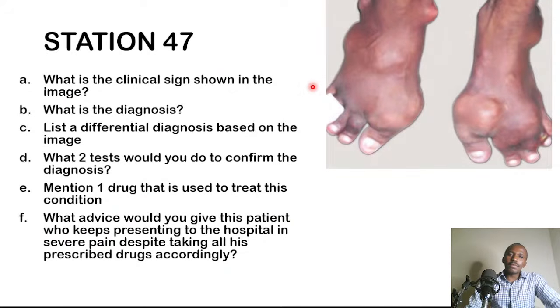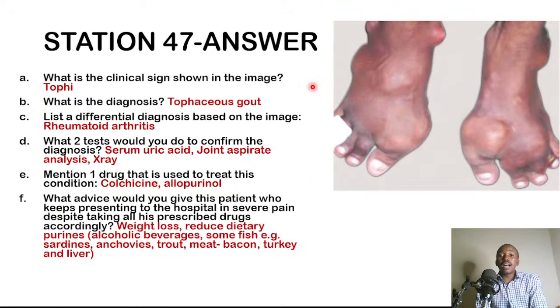Then station 47, what is the clinical sign shown in the image? What is the diagnosis? List a differential diagnosis based on the image. What 2 tests would you do to confirm the diagnosis? Mention 1 drug that is used in the treatment of this condition. What advice would you give this patient who keeps presenting to the hospital with severe pain despite you giving the prescribed drugs? So now these are tophi.